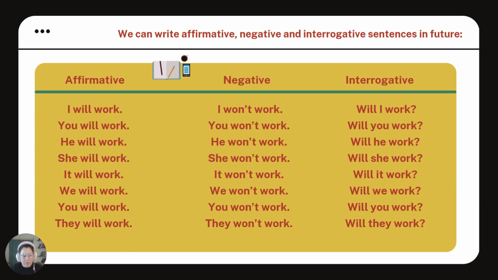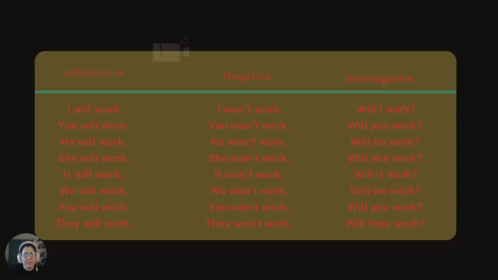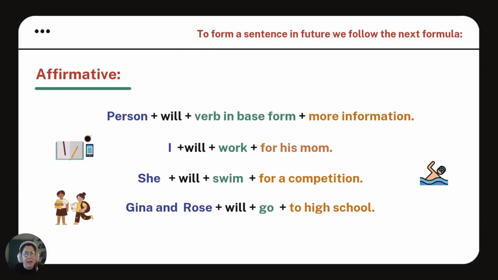Then remember, when we're using present, we change the verbs with he, she, and it. This is not the case with will. They are going to stay the same with I, you, he, she, it, we, you, and they. Then the formula to make sentences, how we're going to do it, as we do in all the other tenses.